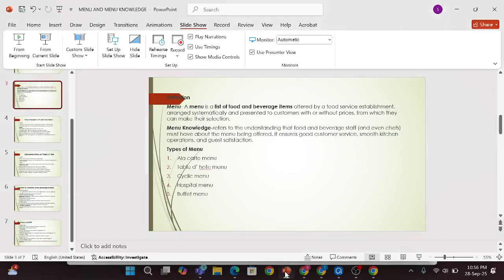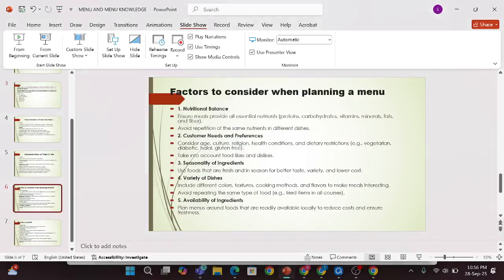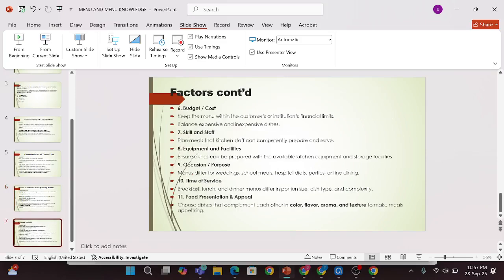I'll give you some of the factors to consider when planning for a menu. We just go through them briefly. Nutritional balance, Ruth has already mentioned. Customer needs and preferences. Someone typed, Lorraine typed seasonality, yes. Variety of dishes. Availability. These points interrelate with each other. Then we also have the cost.